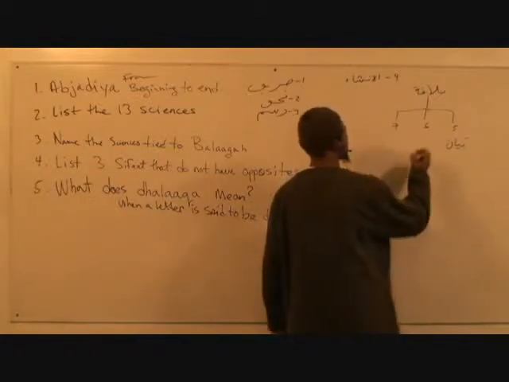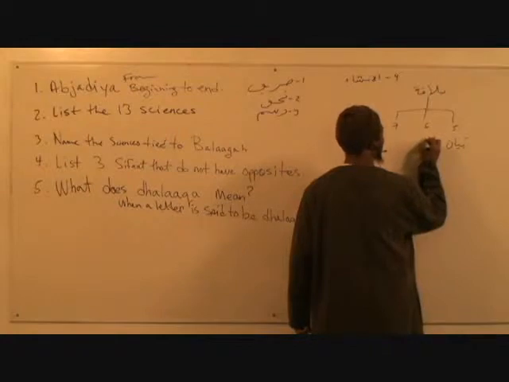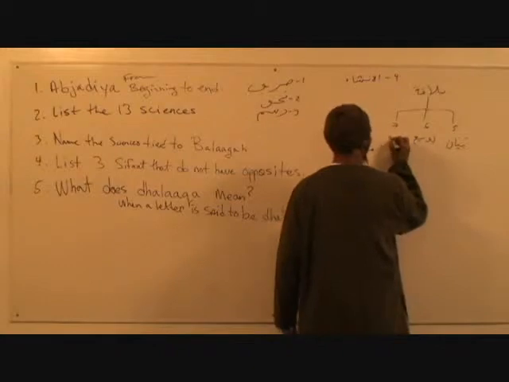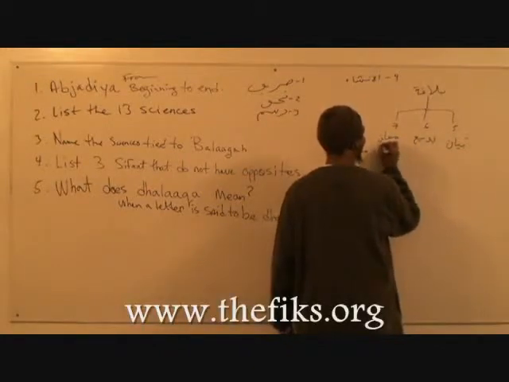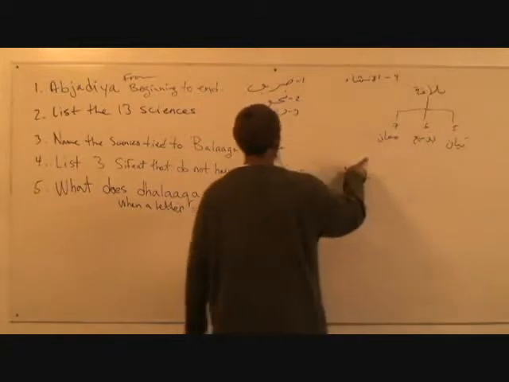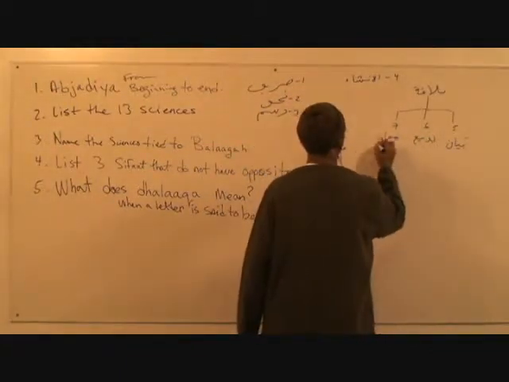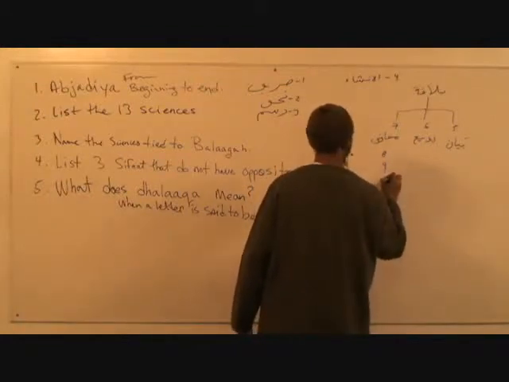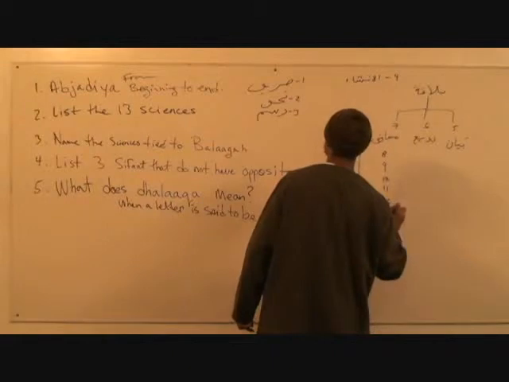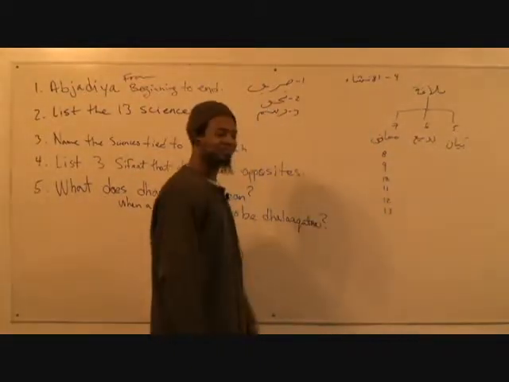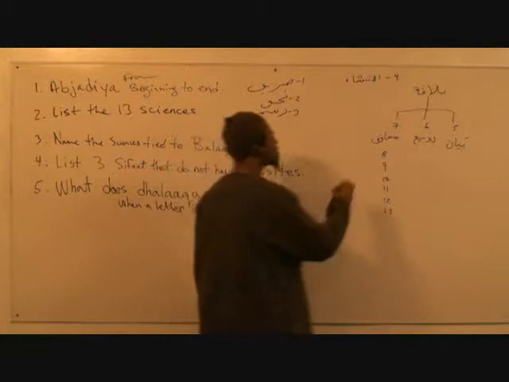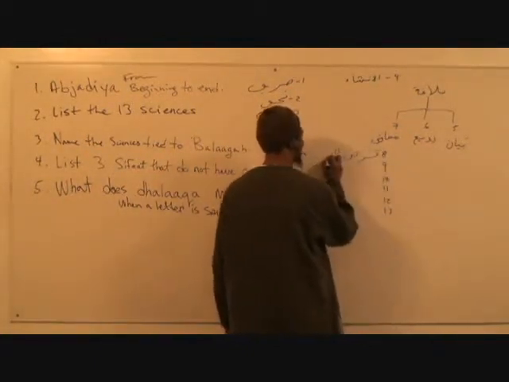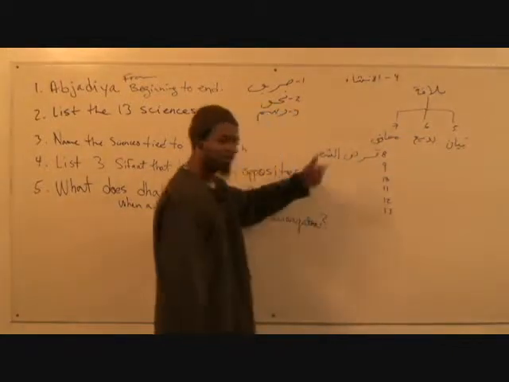Okay, what's the next one? Badi'. Okay. Give me another one. Ma'ani. Okay. So there's three. Right here we have 1, 2, 3, that's 5, 6, 7. Now we need 8, 9, 10, 11, 12, 13. Qardh ash-Shi'r. Here we have Qardh ash-Shi'r, which is poetry, right?